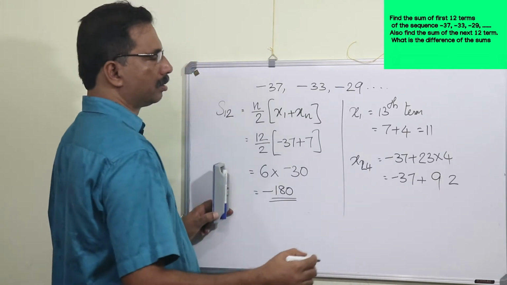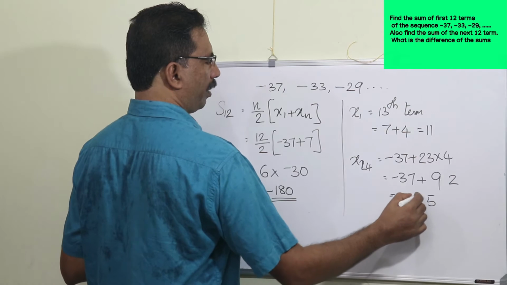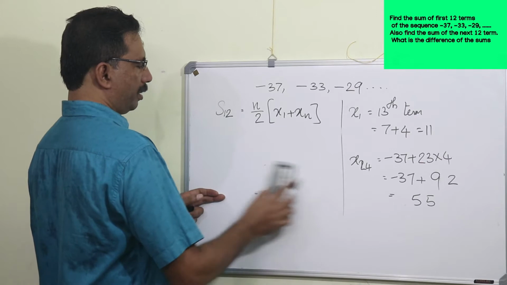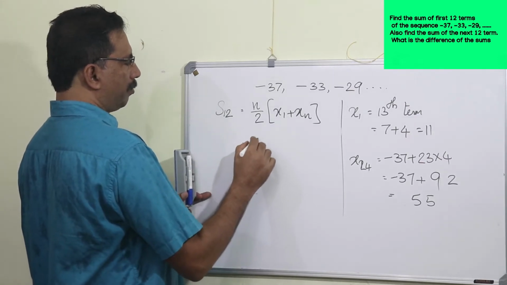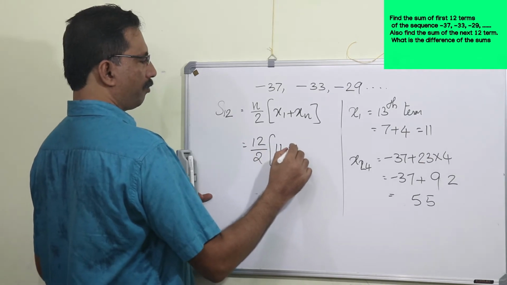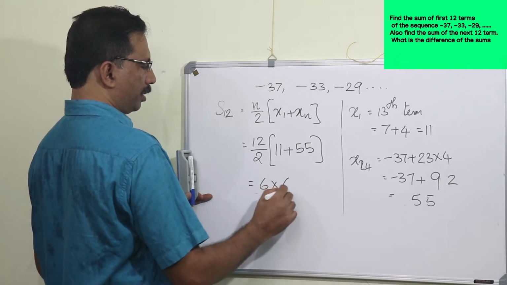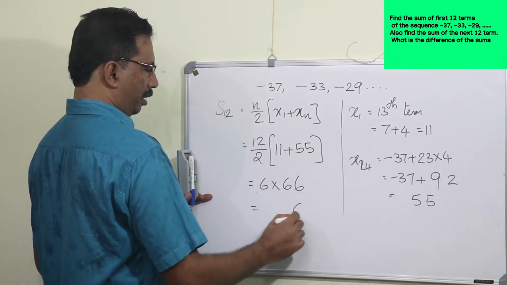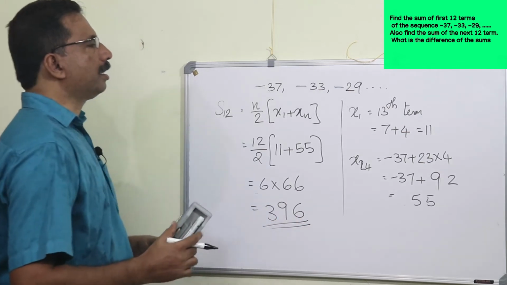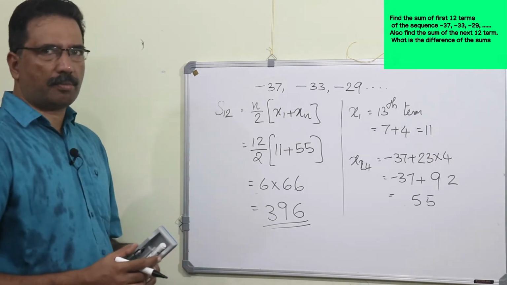92. What is that? 55. x24 is equal to 55. Now we can write the sum as 12 by 2 into (x1 plus x24), here 11 plus 55. What is that? 6 into 66, which is 396. And what is the difference of this sum of the first 12 terms and the sum of the next 12 terms?